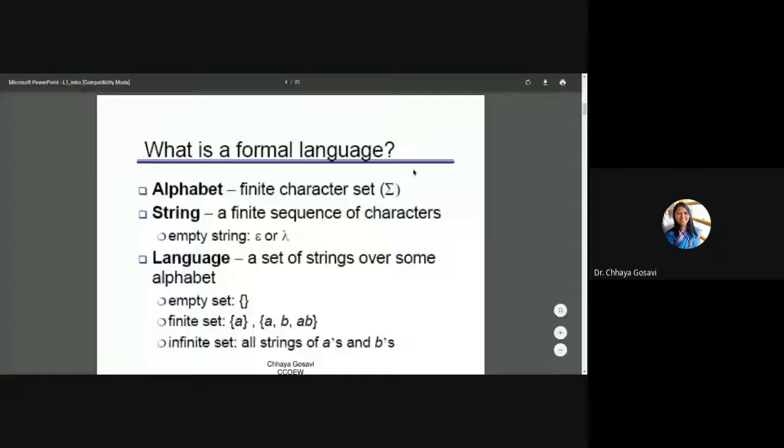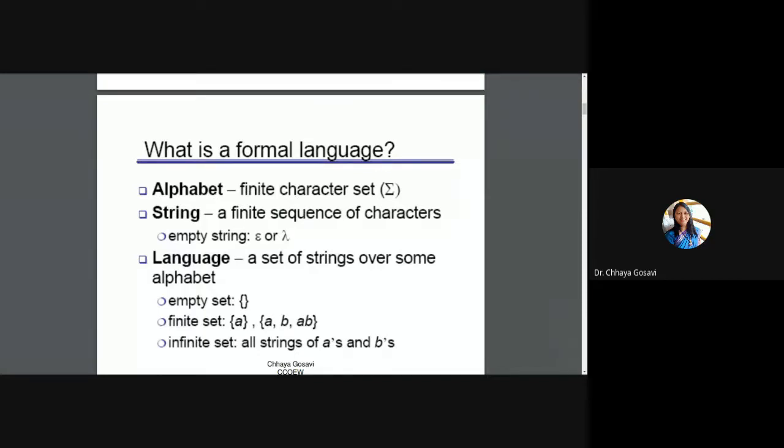So now we are towards defining a formal language. In any language, there are alphabets. And how to define alphabets formally? It is a finite character set. You open any programming language book, you can find the character set for that particular language. In mathematical terms, this is the symbol used for alphabet. It is a finite character set.